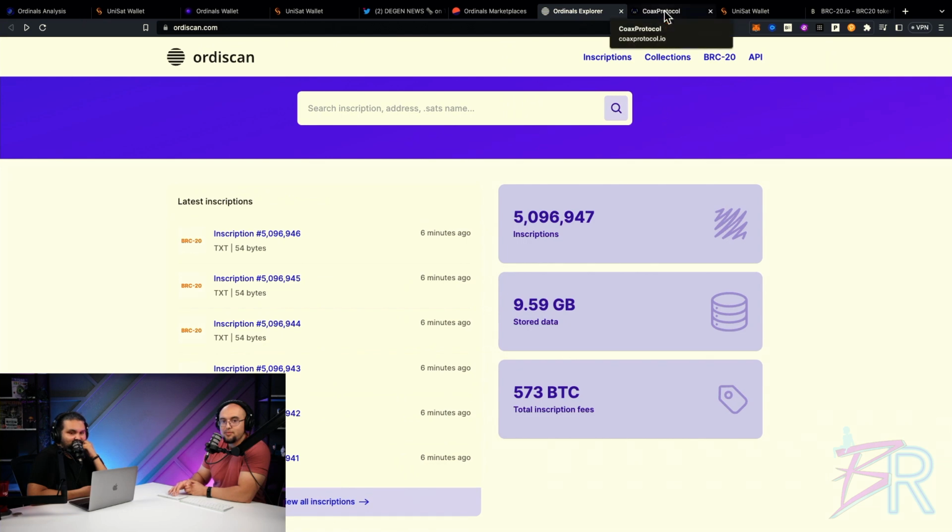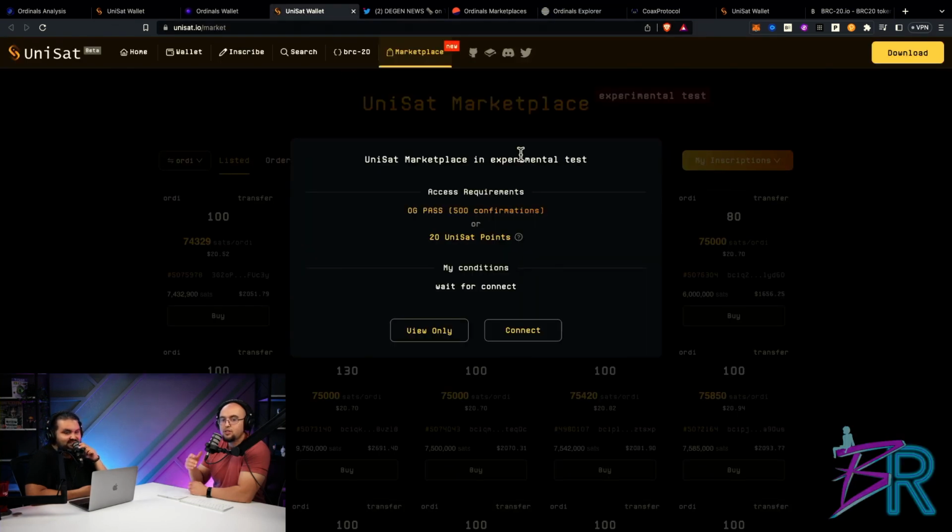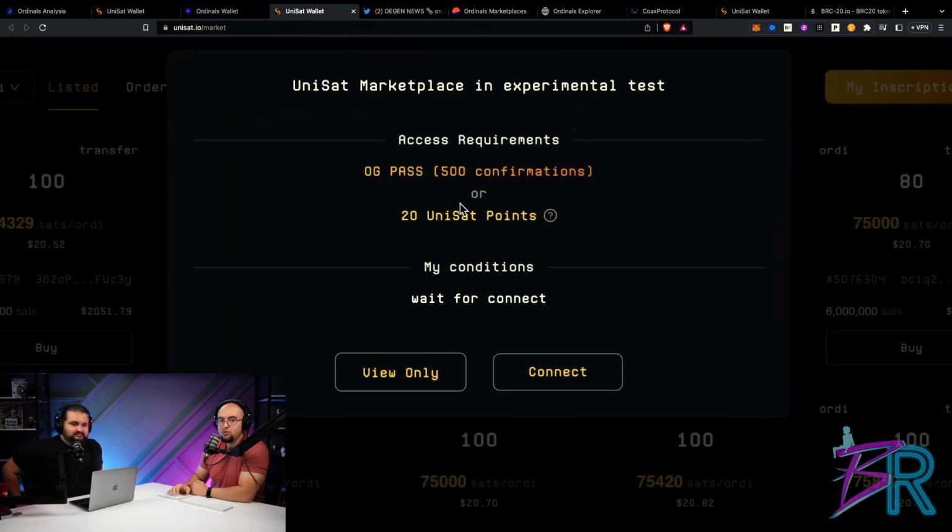And then before we get into Coax, can we go back to the Unisat wallet marketplace, because there is something to consider here. I guess the biggest barrier to entry for everybody is you have to either have an OG pass or 20 Unisat points, which is basically 20 different inscriptions. And that's why there's so many tokens out there, because people are inscribing anything. There are different methods to inscribe through Unisat. You can inscribe names, you can inscribe just text itself, you can inscribe images as an ordinal, you can inscribe your own token if you want, your own BRC20s, right?